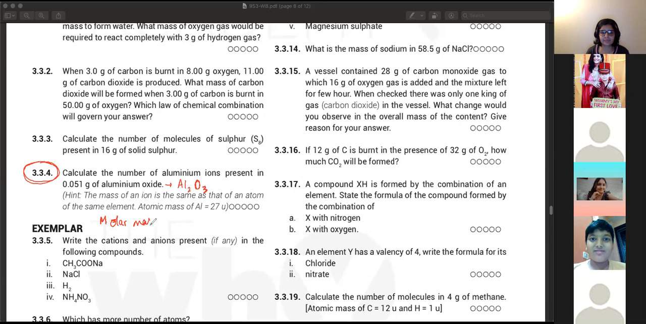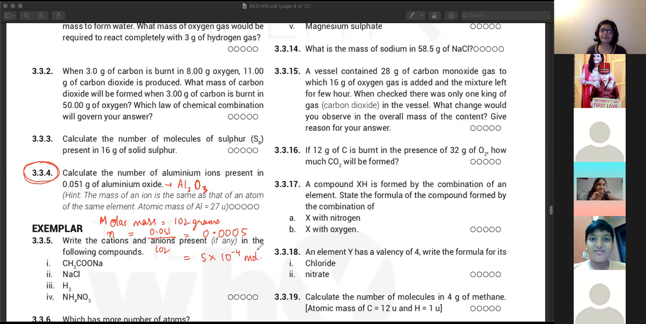So now, ma'am, we'll find the number of moles. It will be 0.051 upon 102 grams. That'll give us 0.0005 moles. Yes, ma'am. Now, ma'am, we have found the number of moles. I will write this as 5 into 10 to the power minus 4 moles.